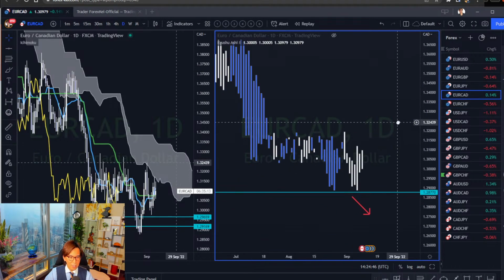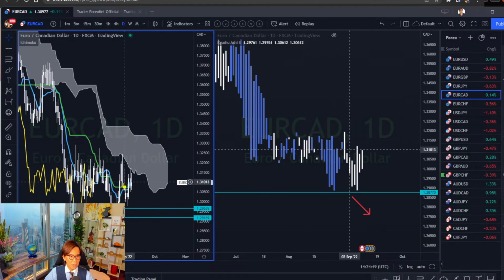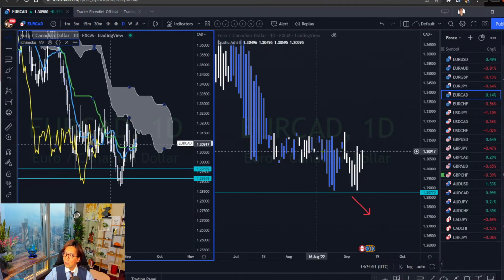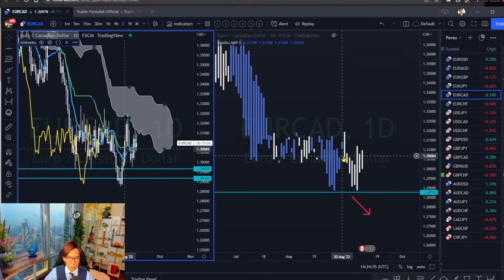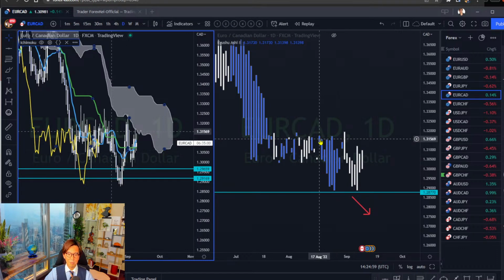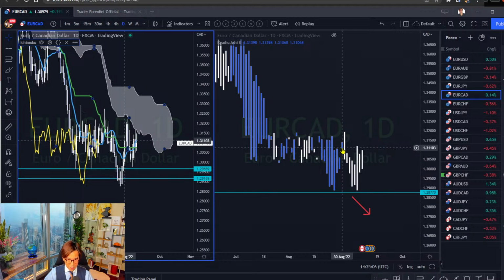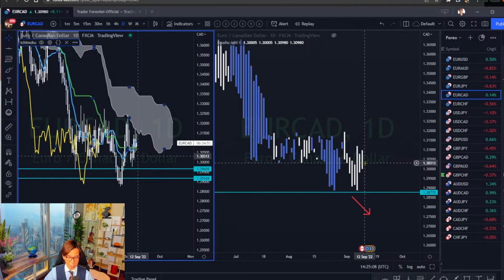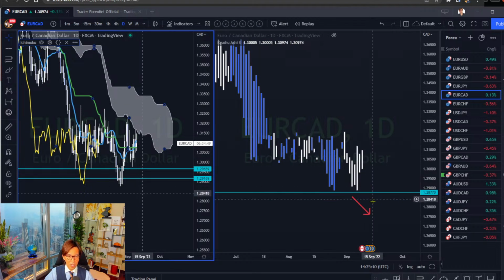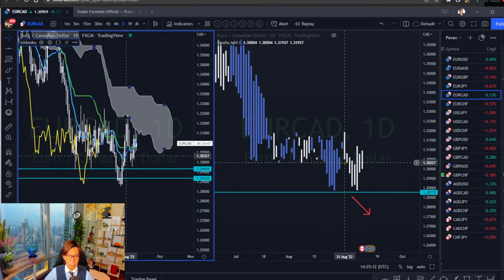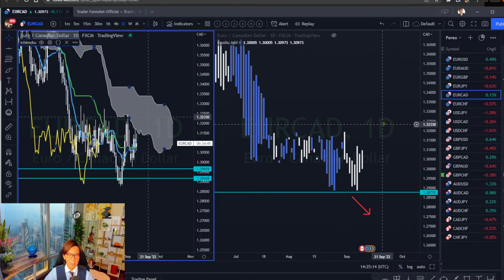Euro Cad is in a range in candles and Ichimoku, but Kyushu Ashi shows it's bullish. Up until the 30th of August, it was bearish. The blue ones are the bearish Kyushu Ashi. So until the 30th of August, it was bearish, but afterwards it turned to bullish Kyushu Ashi. So in this case, it may not break the support. It may continue the range or retrace back.